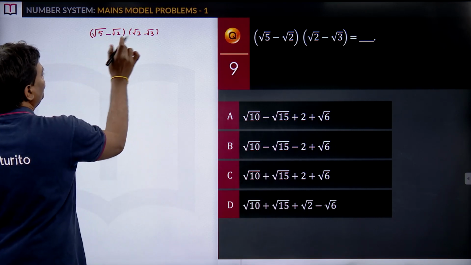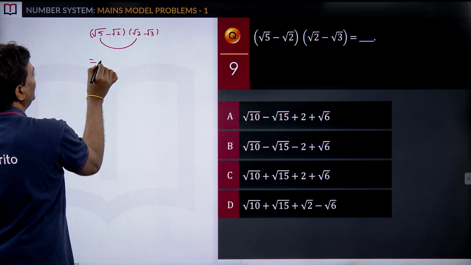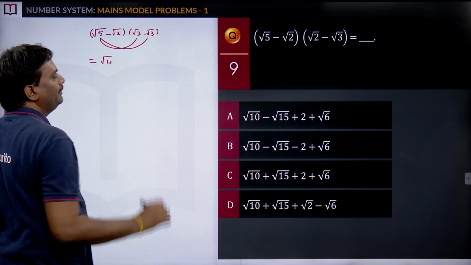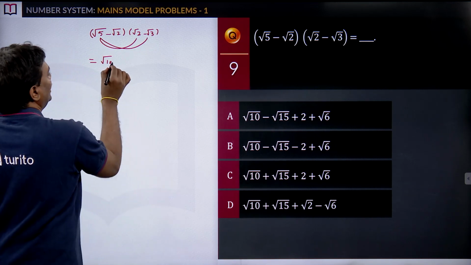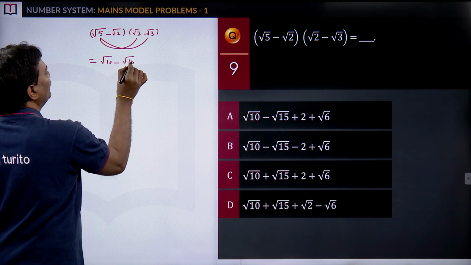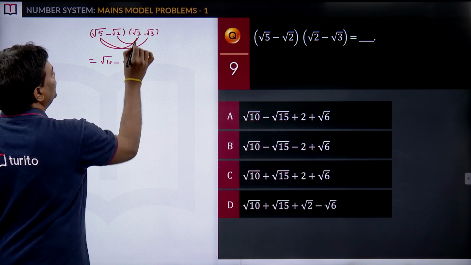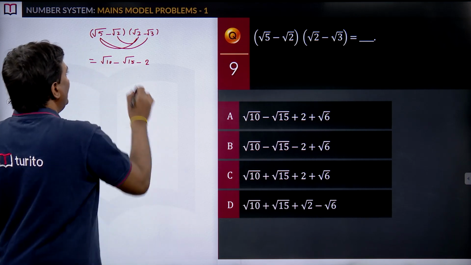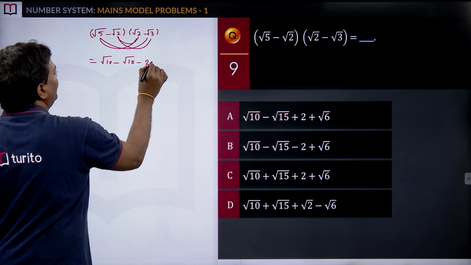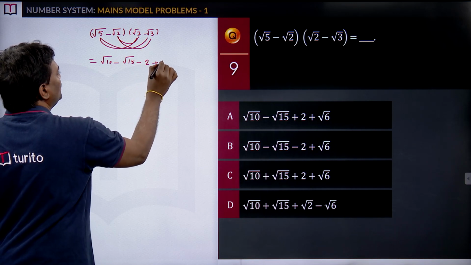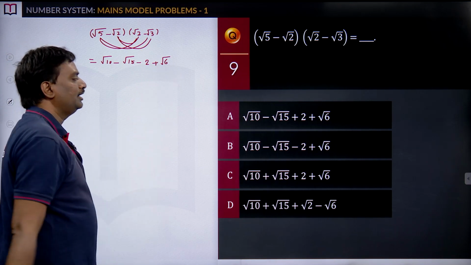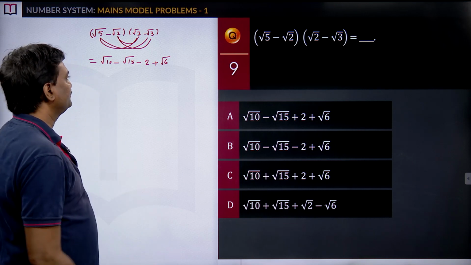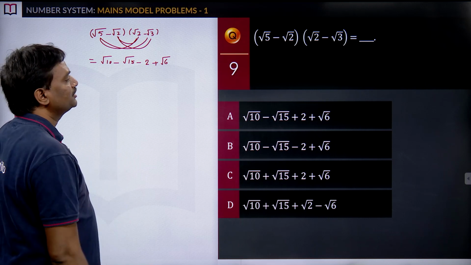By taking root 5 into root 2, 5 into 2 is 10, so you will get root 10. Next, multiply root 5 into minus root 3, that is minus root 15. Multiply minus root 2 into root 2, that is minus 2. Multiply minus root 2 by minus root 3, minus into minus is plus, 2 into 3 is 6, that is plus root 6. So, from this you will get root 10 minus root 15 minus 2 plus root 6.